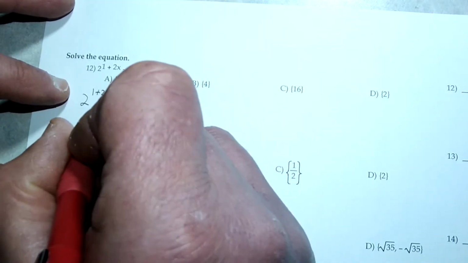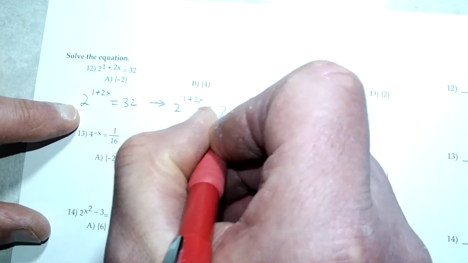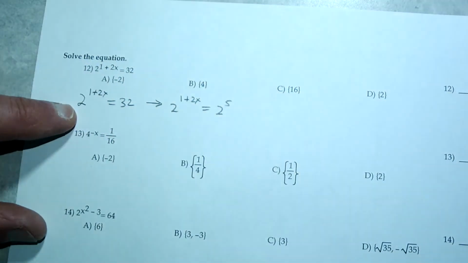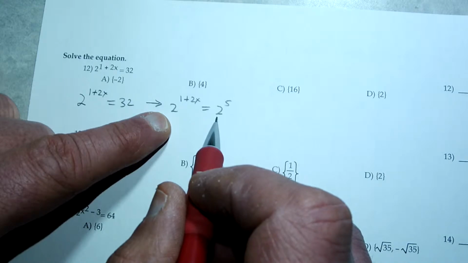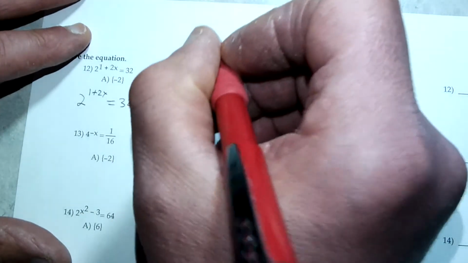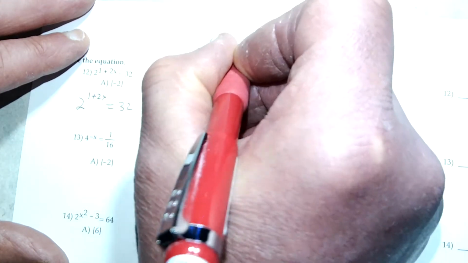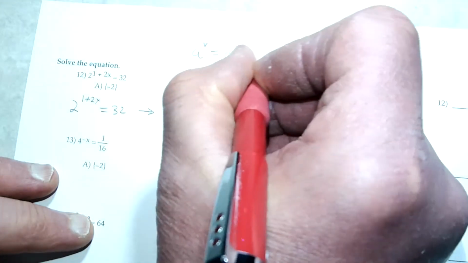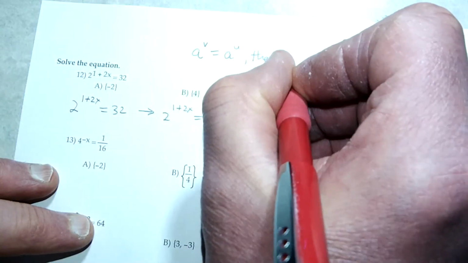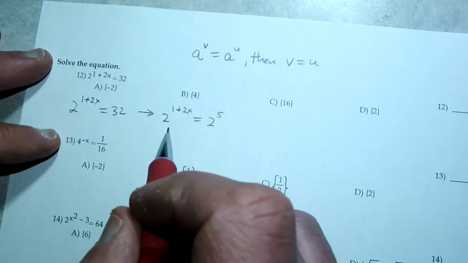This equation becomes 2 raised to the 1 plus 2x is equal to 2 to the 5th power. When we have like bases like this, one of the rules we're going to use is this: if you can get an equation converted where you have like bases on both sides, in general a to the v equals a to the u, then we can say that v is equal to u. We could just set their exponents equal to each other.